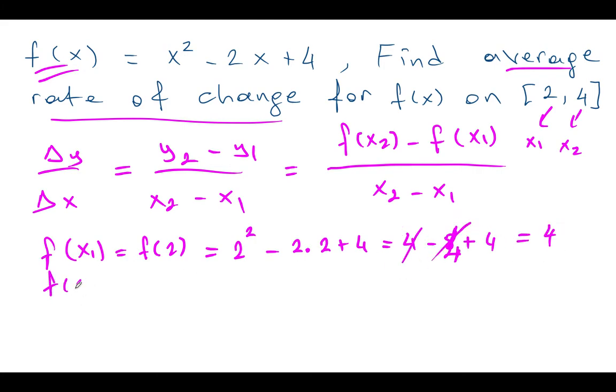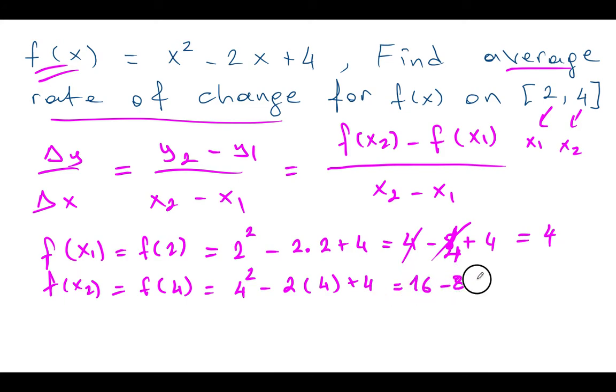And similarly, f of x2 is equal to f of 4. You know, x1 is the smallest one, x2 is the biggest one. f of 4 will be 4 squared minus 2 times 4 plus 4. It will be 16 minus 8 plus 4. So 16 minus 8 is 8. 8 plus 4 will be 12. So we are ready now.